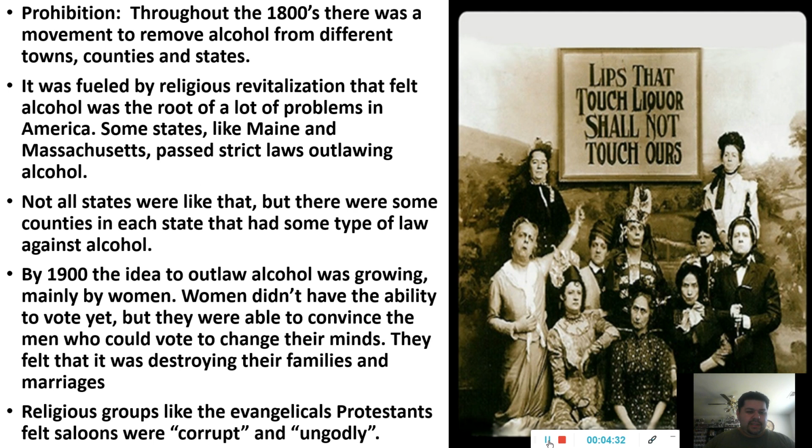But by 1900, the idea of outlawing alcohol was actually growing. It was like, well, you know what? We're seeing some really bad things happening with these men who were drinking, because they would leave work. Especially remember we're talking about the Industrial Revolution. Guys would work 14, 16 hours a day. They're tired and they just want to relieve that stress.